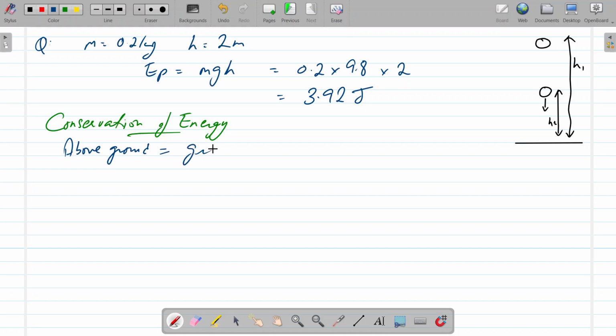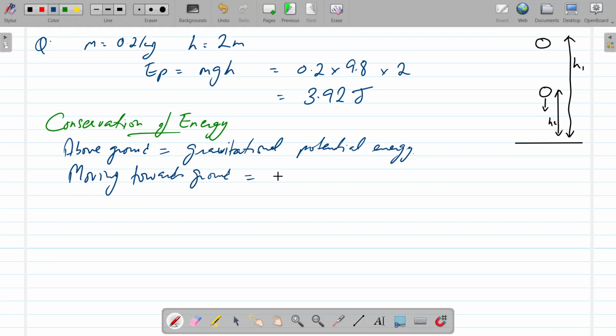It has gravitational potential energy, right? Now perhaps you're holding it, it's tied with a string or something. You let it go, so it starts moving towards the ground. And so now it has kinetic energy, right? Question is, where did that kinetic energy come from? It had gravitational potential energy, now it has kinetic energy. Where did that kinetic energy come from?